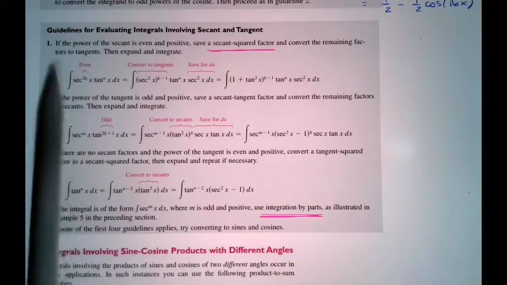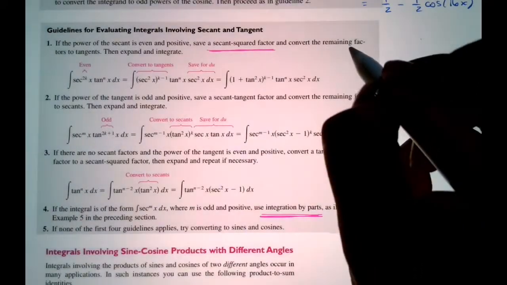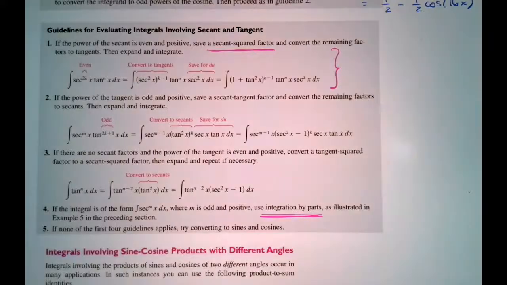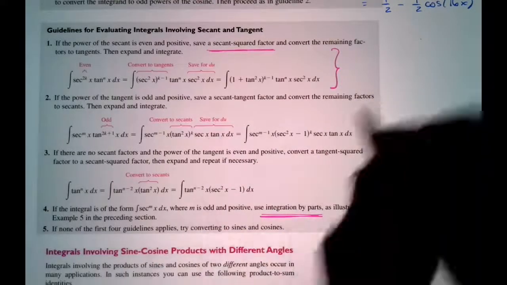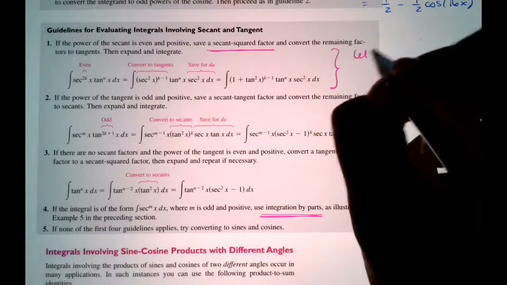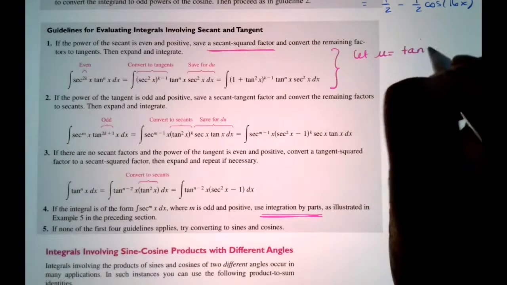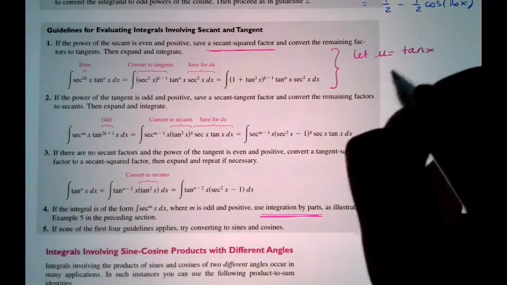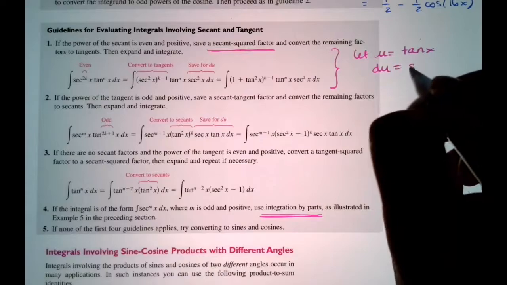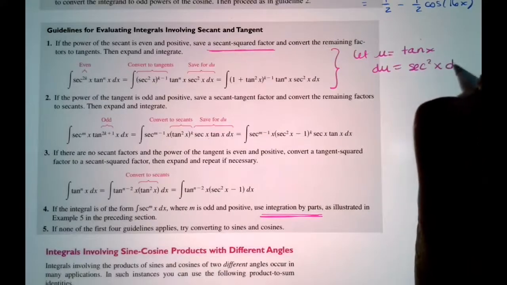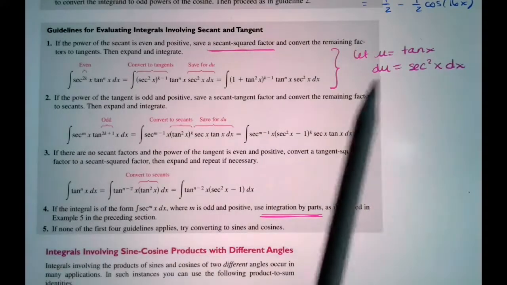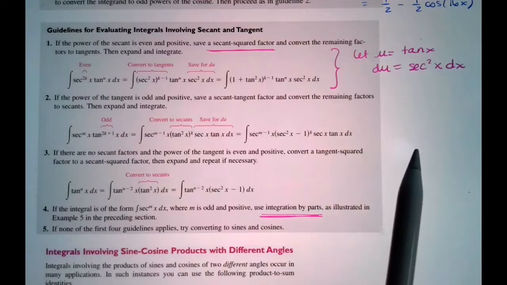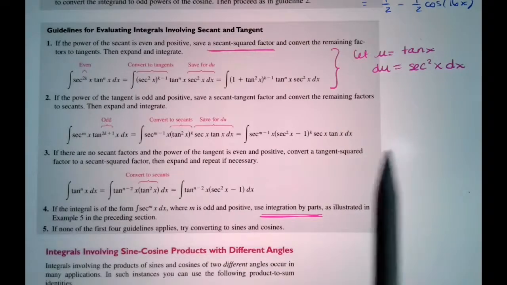What that tells me is, in this case, again, we're using a basic u substitution, but in here, we're going to let u equal tangent. And the reason we saved that secant squared factor is because that's the derivative of tangent. So again, I want this u substitution to work out amazingly perfect, and these are the strategies to do that.